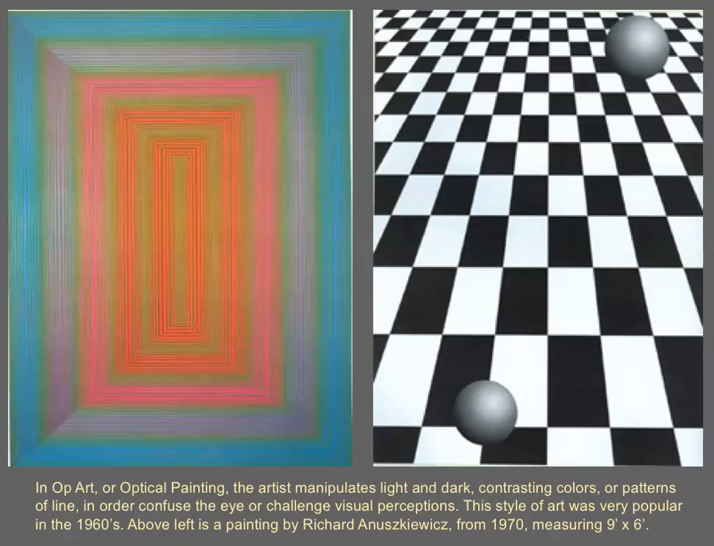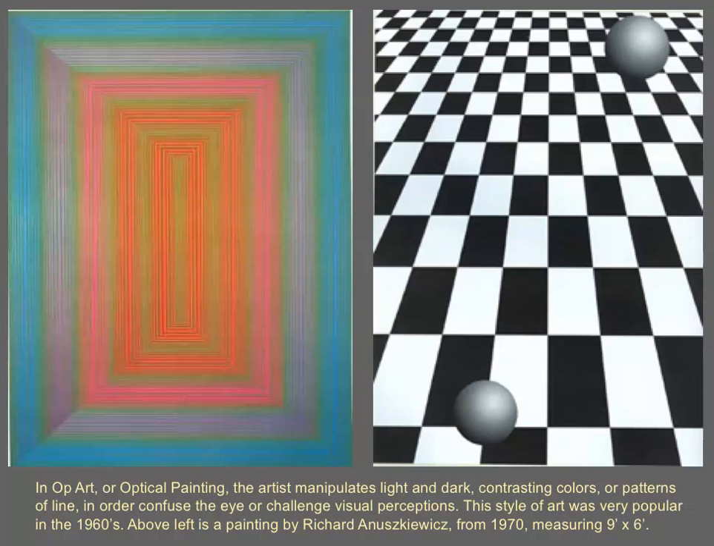If you stare at this long enough and then you stare at a wall, you'll see an imprint. But over here is just simple optical illusion. See these balls? Guess what? They're the same size. It's only the checkerboard that makes the one seem larger.